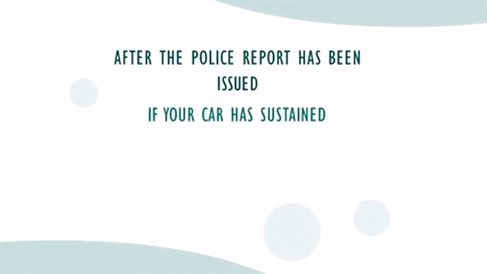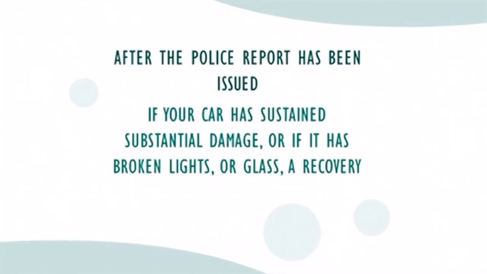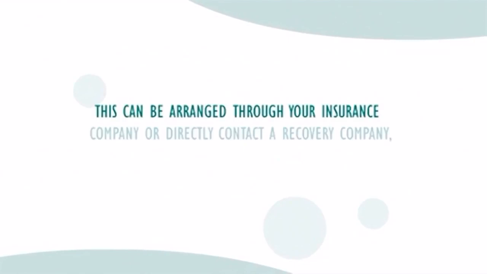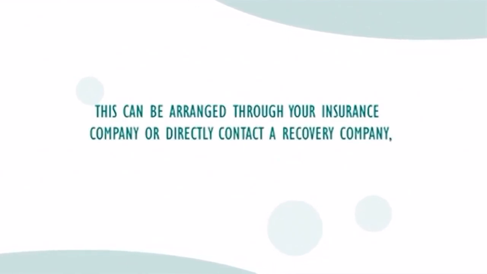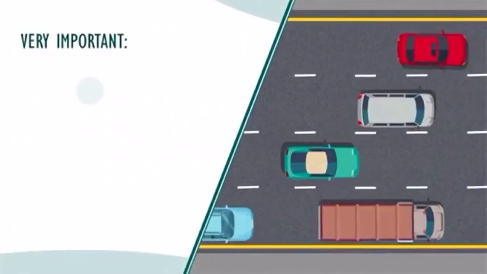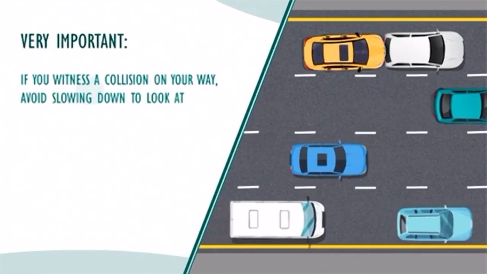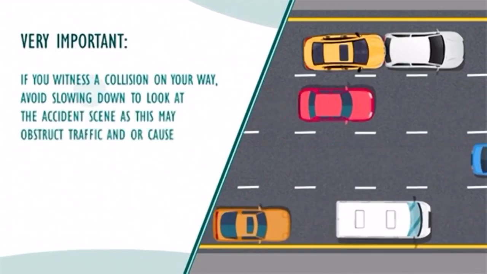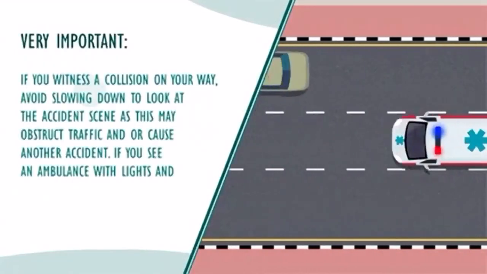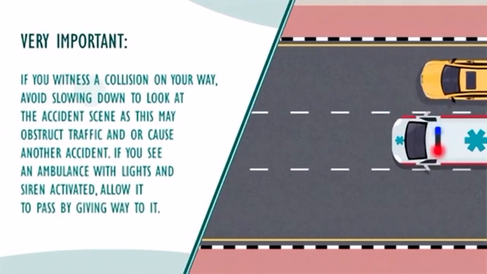If your car has sustained substantial damage or if it has broken lights or glass, a recovery truck will be required. This can be arranged through your insurance company or directly contact a recovery company if the police do not arrange the recovery. Very important. If you witness a collision on your way, avoid slowing down to look at the accident scene, as this may obstruct traffic and/or cause another accident. If you see an ambulance with lights and sirens activated, allow it to pass by, giving way to it.